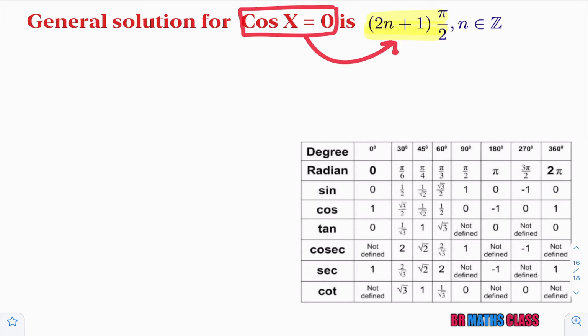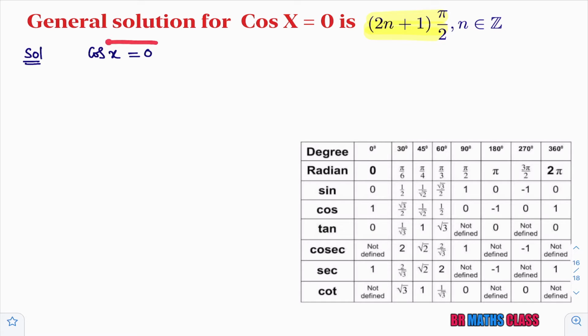Now, we will try to understand why the general solution for cos x equal to 0 is an odd multiple of pi by 2. Consider the given trigonometric equation cos x equal to 0. For what values of x is cos x 0? Observe the trigonometry table for what values of x cos x is 0. You can observe here cos pi by 2 value is 0, cos 3 pi by 2 value is 0.